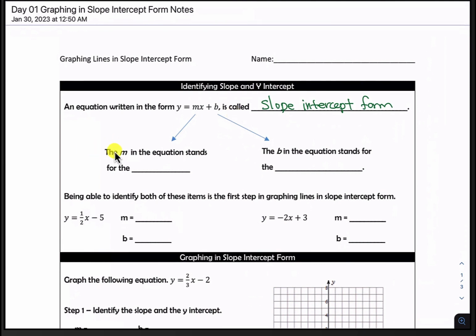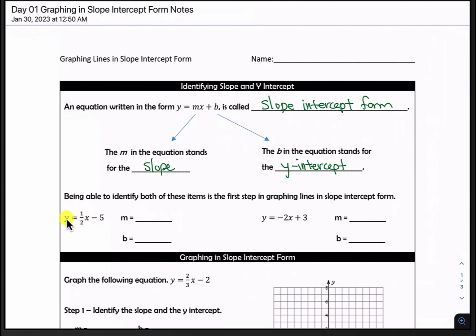All right, the m in the equation, that's the m right next to the x, stands for the slope, and the b in the equation stands for the y-intercept. Being able to identify both of these items is the first step in graphing lines in slope-intercept form.